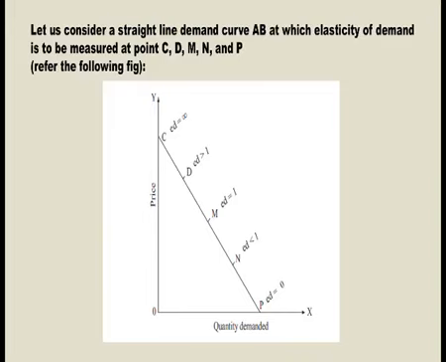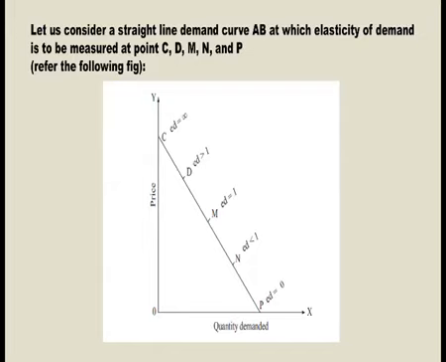On the other point N, you can see that at the point N, the elasticity of demand is less than 1. How? At the point N, the lower segment of the demand curve is NP, whereas the upper segment of the demand curve is CN. That means the lower segment is less than the upper segment. So we get the elasticity of demand less than 1.